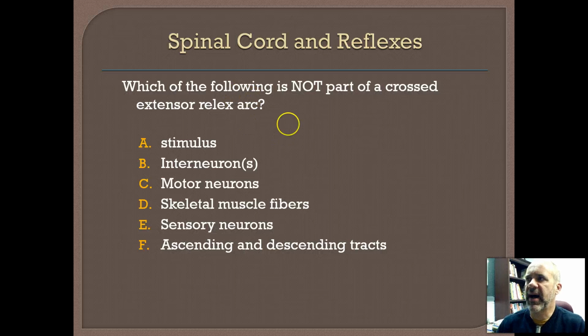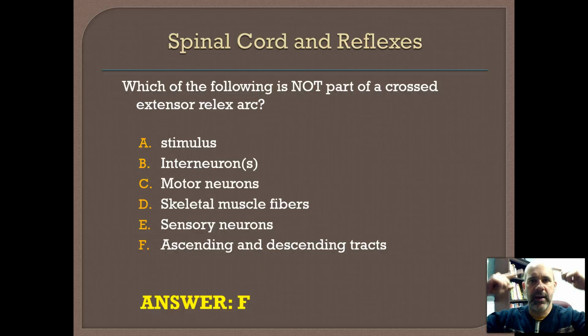All right, which of these is not part of a crossed extensor reflex arc? And if you look through those, only one, the ascending and the descending tracts, those are concerned with sending information back and forth between the cerebrum and the spinal cord. And yes, that's still going to happen, but that's not part of the crossed extensor reflex arc. All that just happens through the spinal cord.